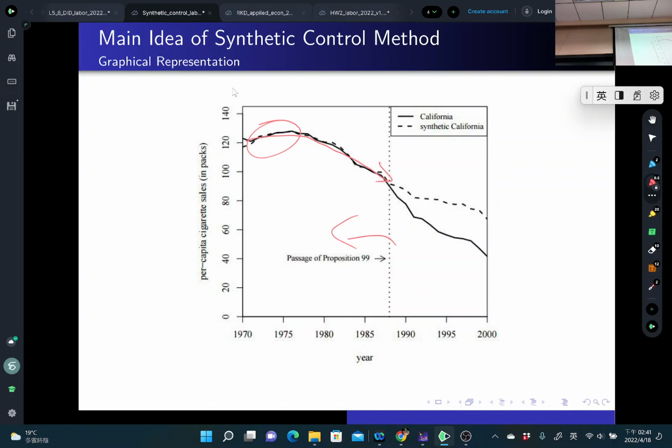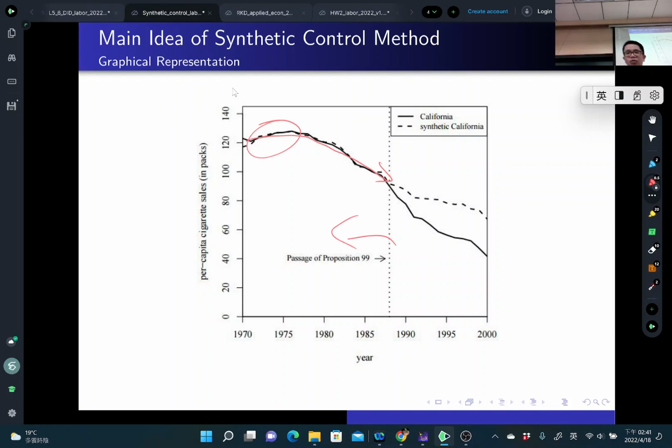And if they can find such weights, such weights could be 50% for New York, 30% for Alaska, 20% for Illinois, for example. Other states that are not very similar to California's pre-treatment outcome all receive 0. And then it might produce this synthetic California that can basically reproduce the pre-treatment outcome over time until the treatment happens.